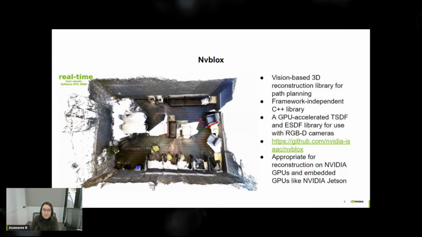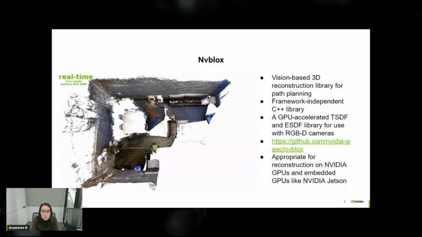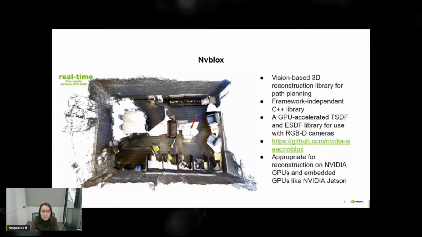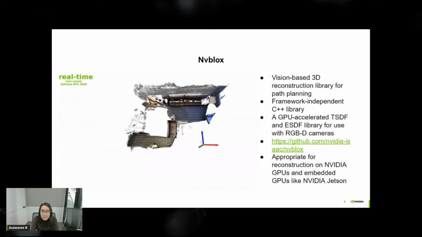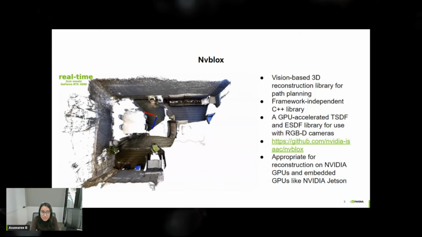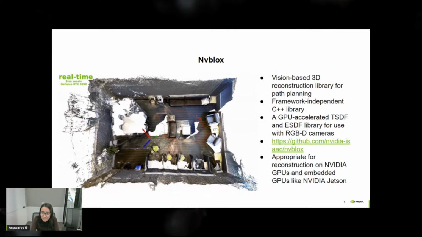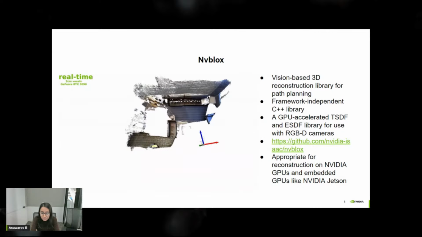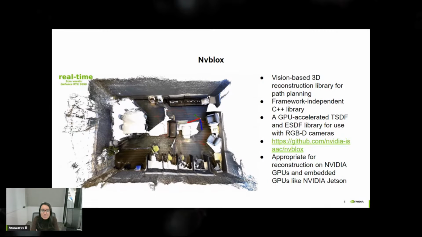Okay, so let me first talk a little bit about Nvblox, which is the underlying work to Isaac ROS Nvblox. So this is a vision-based 3D reconstruction library that generates cost maps for navigation. And it offers GPU accelerated algorithms, including TSDF and ESDF reconstruction. So before going ahead, I think it's worth talking a little bit about what these terms mean. So TSDF stands for truncated signed distance fields.